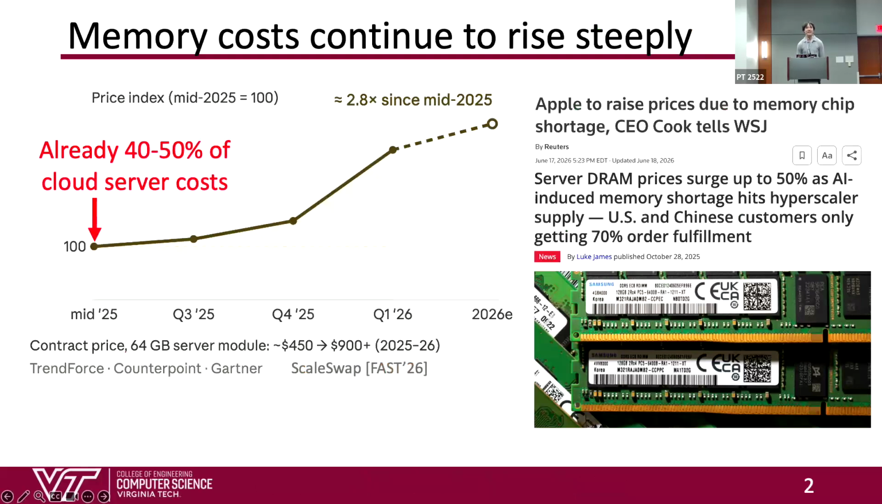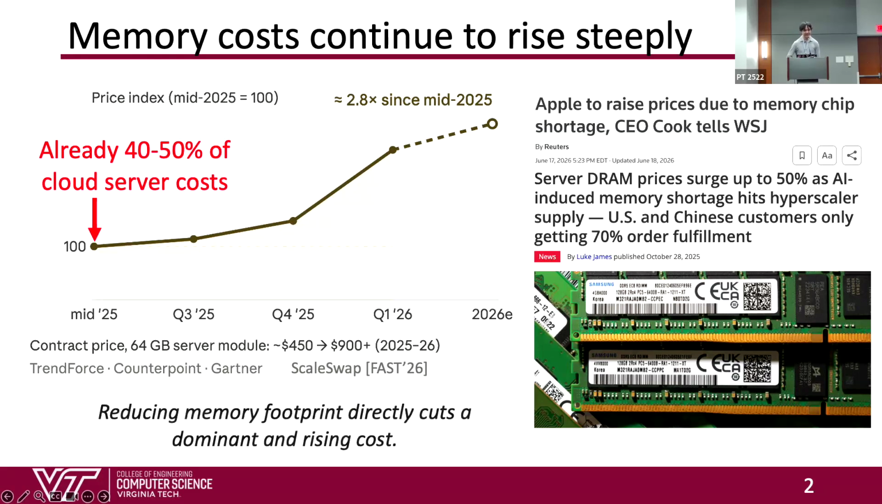In mid-2025, DRAM already represented 40 to 50% of cloud server infrastructure costs. And since then, the price of DRAM has nearly tripled in only a year due to tons of AI demand. And as DRAM approaches its physical and economic limits, significant interest has turned to approaches that reduce the memory footprint.